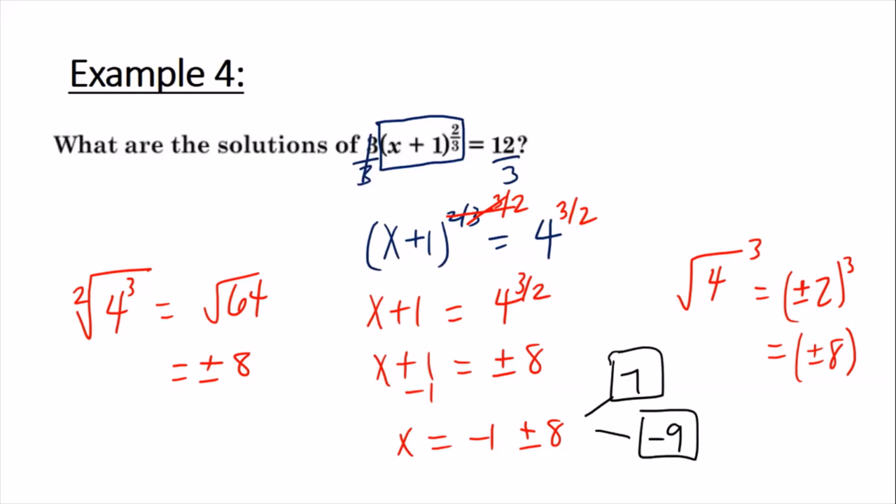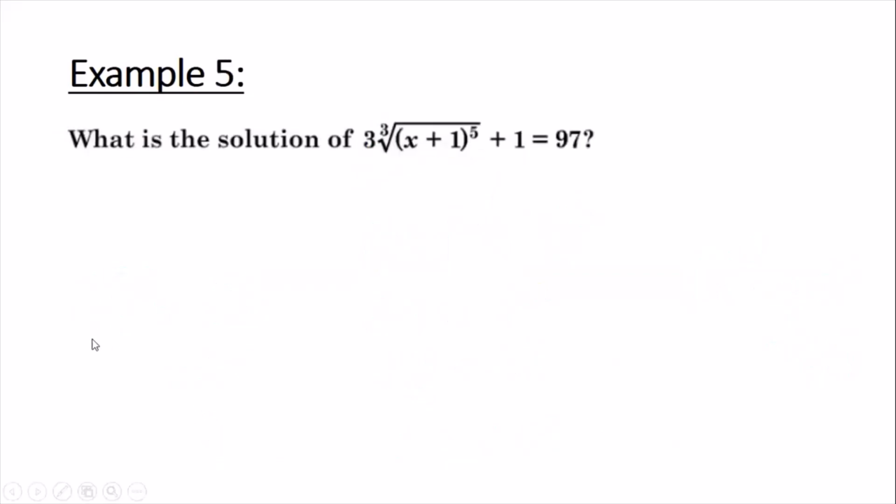Okay, now why do we have two answers? The reason why we have two answers again is remember that we had an even root. That's the only reason why, is because we had an even root. If we had an odd root, would we have two answers? No. Okay, we're going to look at odd roots. Ready? So example 5.